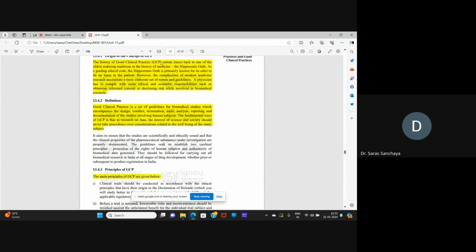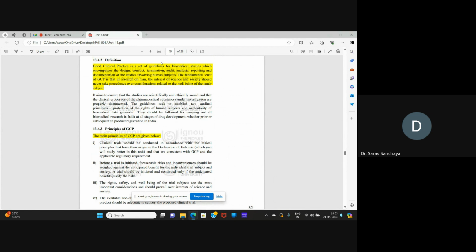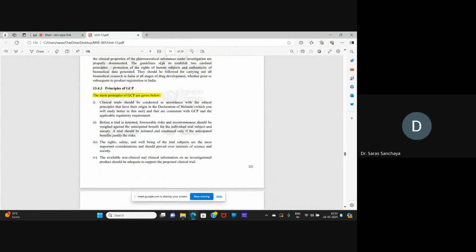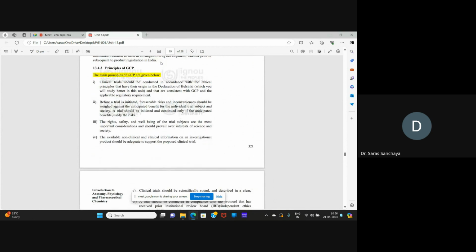Definition of good clinical practices. Good clinical practices is a set of guidelines for biomedical studies which encompasses the design, conduct, termination, audit, analysis, reporting, and documentation of the studies involving human subjects. The fundamental tenet of good clinical practice is that in a research on man, the interest of science and society should never take precedence over considerations related to the well-being of the study subject. The principles of GCP are given below.